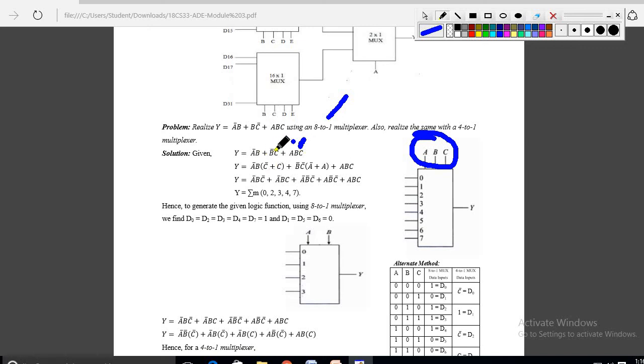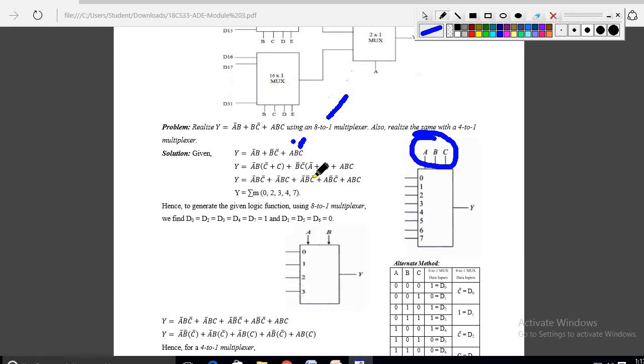Okay, so B bar C bar, A is missing. I need to get 3 control inputs, for that reason I am doing this. Here A is missing, for that reason I need to add A bar plus A. Now you have to simplify this further: A bar B bar C bar plus A bar B C. Again you have to multiply this, and we will get this. Then write it in the min terms: 0 2 3 4 7. Hence generate the given logic function using an 8:1 multiplexer.